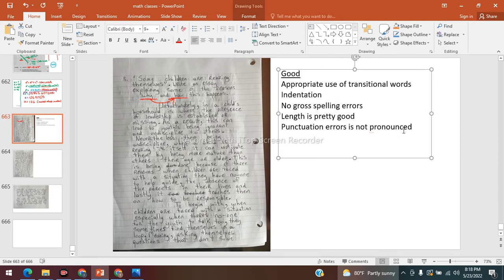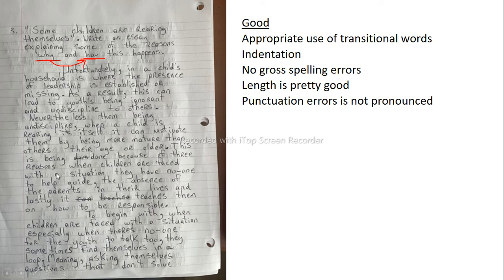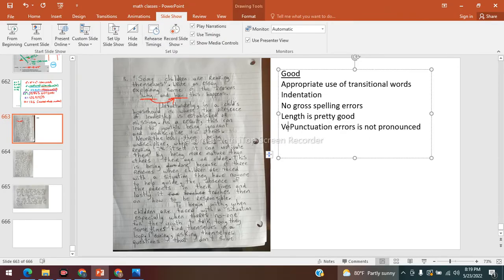So punctuation errors are not pronounced for the most part, except for several parts. For example, lastly doesn't have a comma there. Unfortunately is good. As a result is good. Nevertheless should have a comma. Yeah, punctuation errors are not pronounced. They're pretty good. Not much, very little.